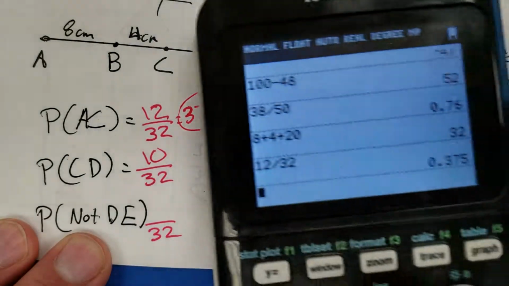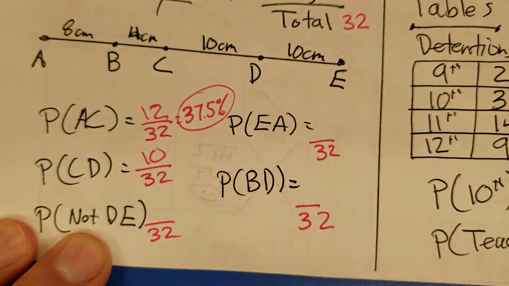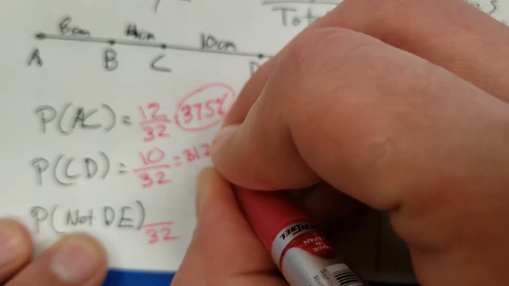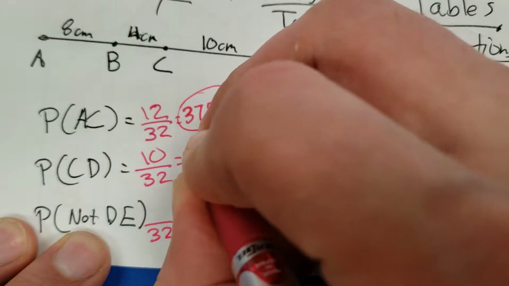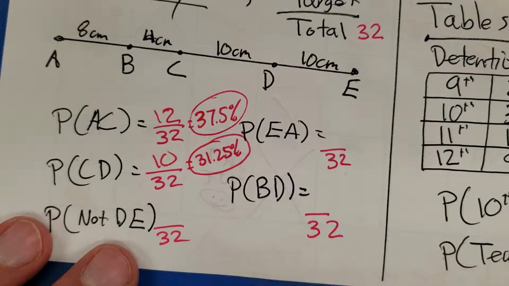Okay, C, D, going from C to D, 10 out of 32. 31.25, that's not that bad of a decimal. Well, 0.25, don't worry about it. There's no need to round a 0.25. Not that bad.